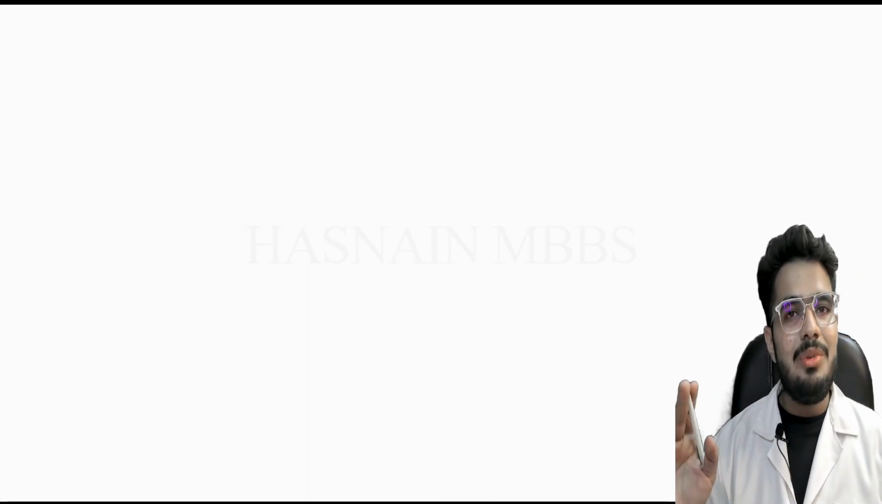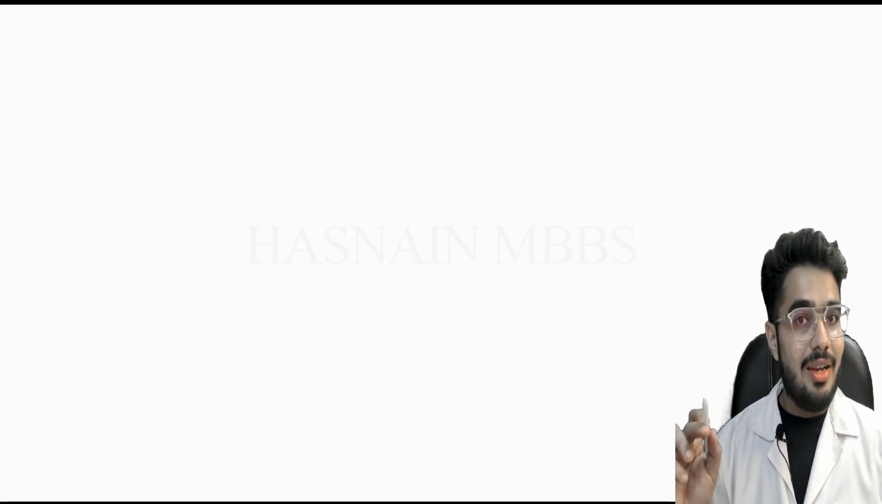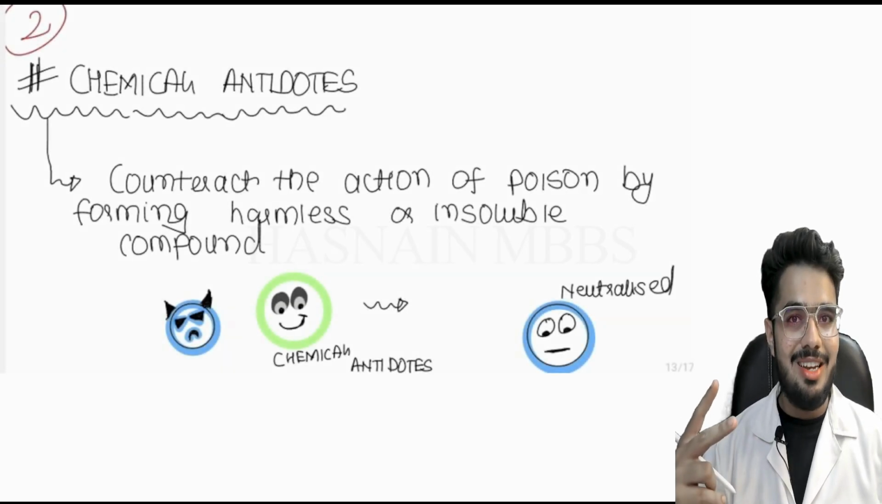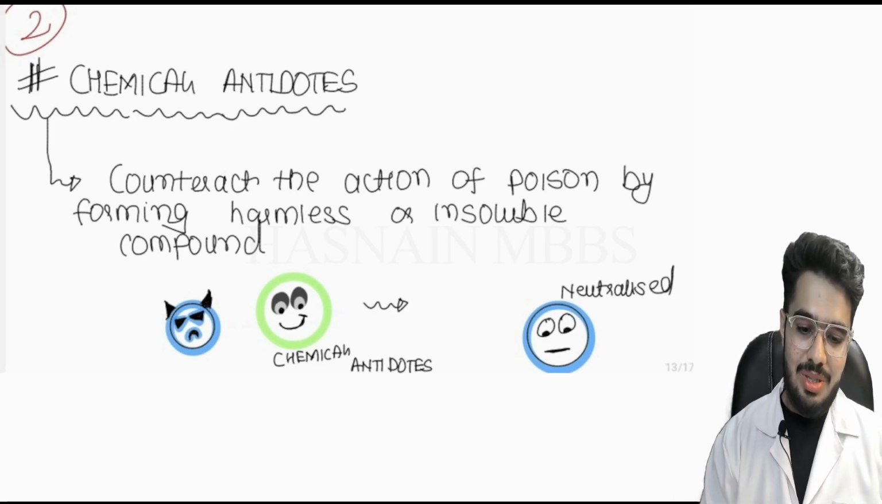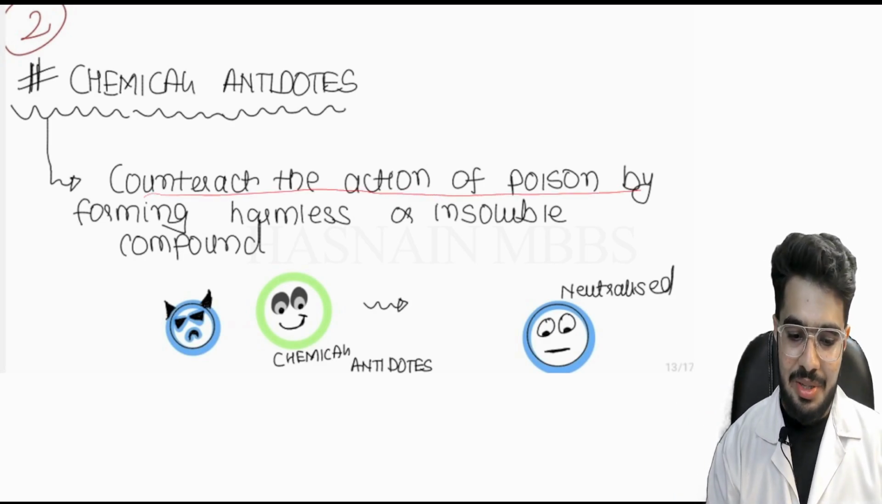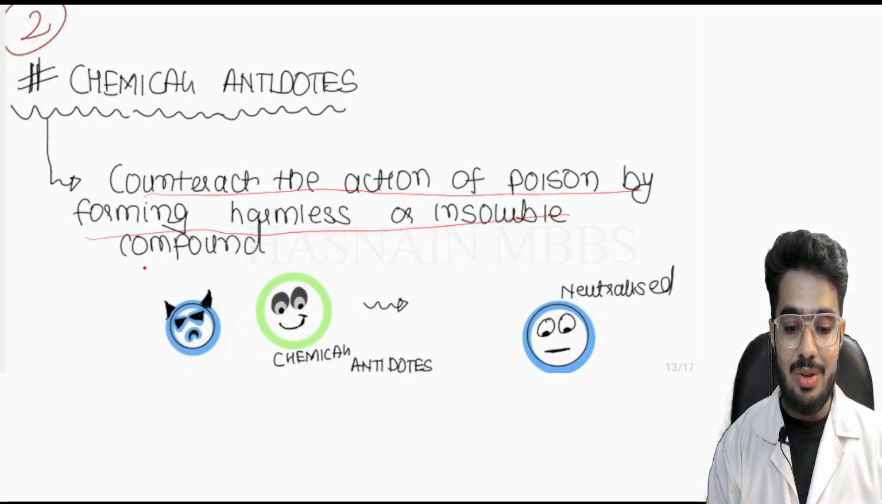So we have completed our mechanical antidote. And remember, antidotes are divided into mechanical, chemical, and physiological. Now we will go to our second part, that is our chemical antidote. So how do chemical antidotes help? Chemical antidotes counteract the action of poison by forming a harmless or insoluble compound.